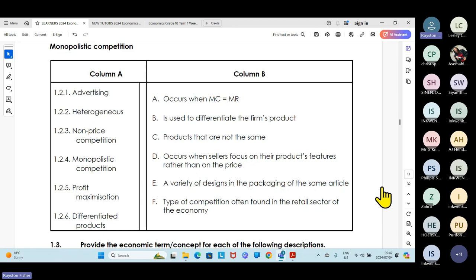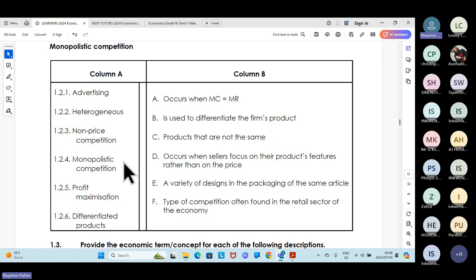1.2.3 non-price competition, and we had non-price competition earlier on as well. So let us read what your answers are. Power says it's D. Buren says it is D. St. Andrew says it's D. Santa Claus says it's D. And Sinyong Jonga Hai says it is D. And you're all correct. Occurs when the sellers focus on the product's features rather than the price of it.